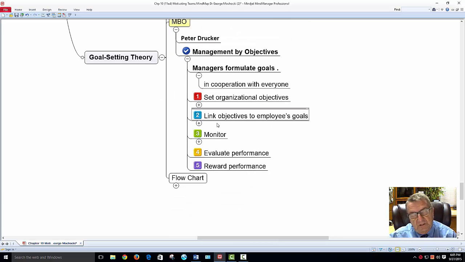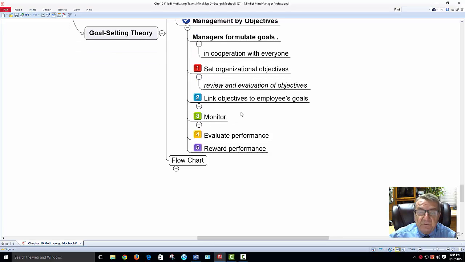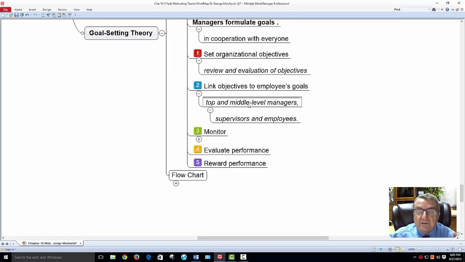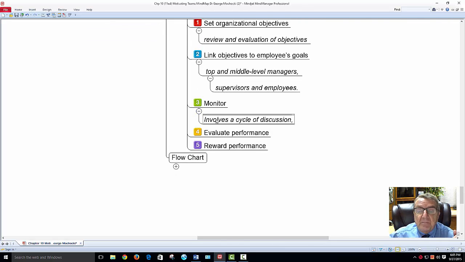Remember, the goals get trickled down from our strategic goals to our objectives to our day-to-day goals that I have to accomplish. We set organizational goals, review and evaluate the objectives. Now I link the objectives to middle-level managers, supervisors, and employees. That's part of my objective. Now I monitor each cycle of discussion. It could be every quarter, twice a year, or at the beginning of the year and in the middle.